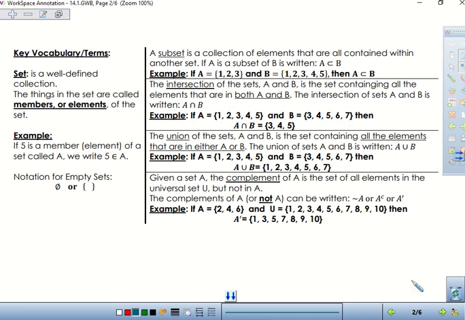If A is a subset of B, then it's written A is a subset of B, with that symbol that looks like a sideways U.